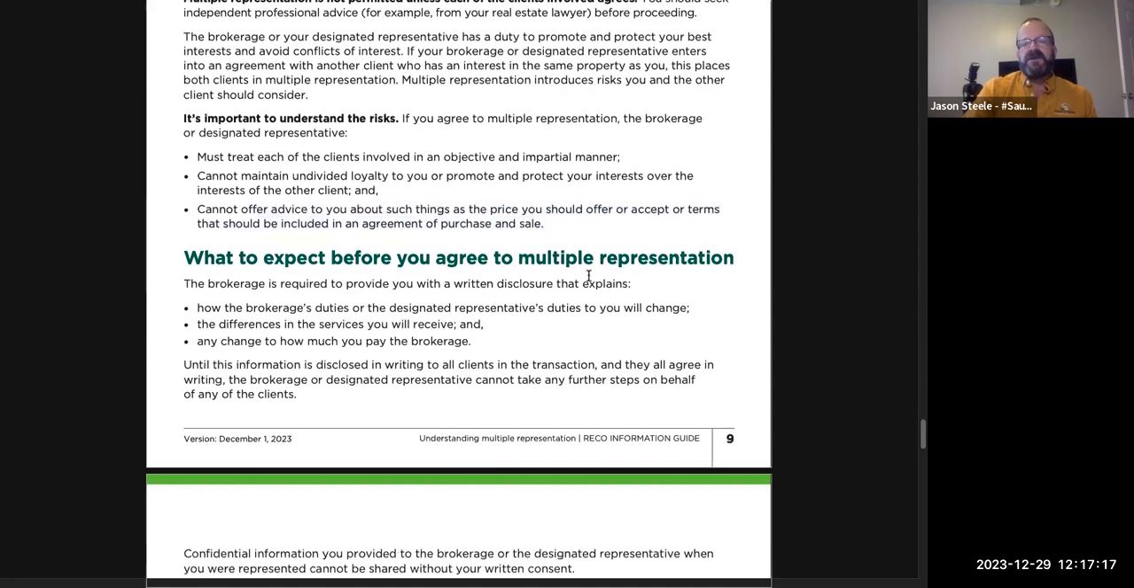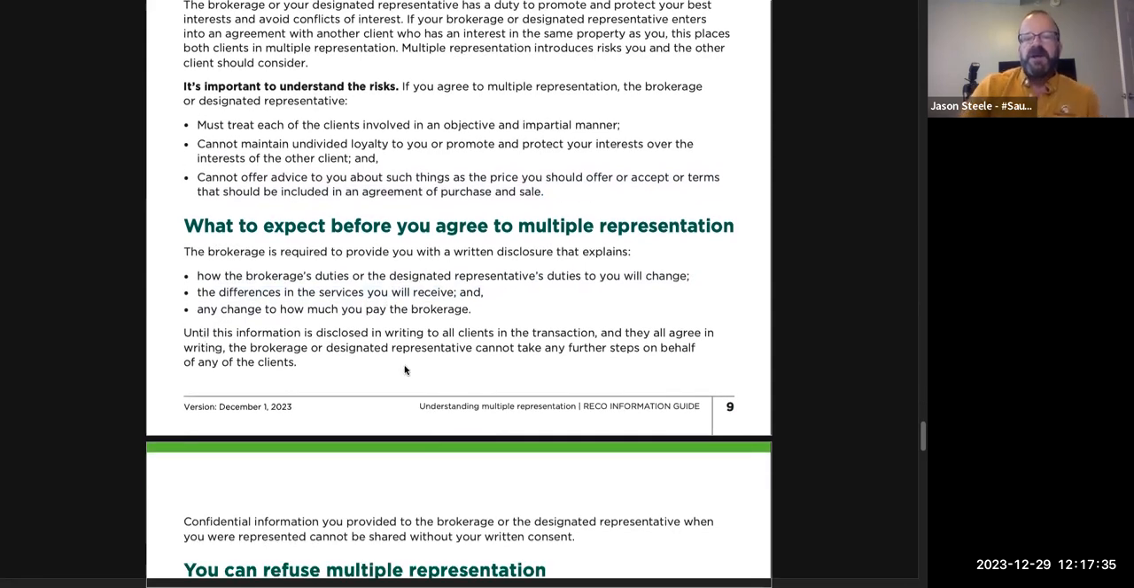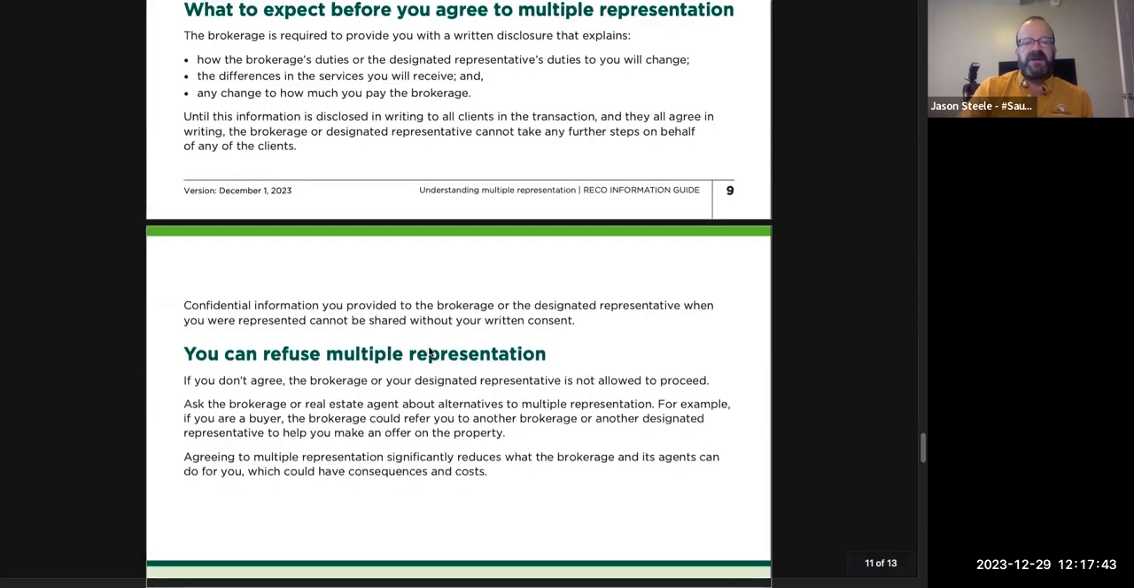What to do before you agree to multiple representation? The brokerage is required to provide you with a written disclosure: how the brokerage's duties or the designated rep's duties will change, the difference in services you will receive, and how much you pay the brokerage. Until this information is disclosed to all clients in the transaction and they agree in writing, the brokerage or designated rep cannot take any further steps on behalf of their client.